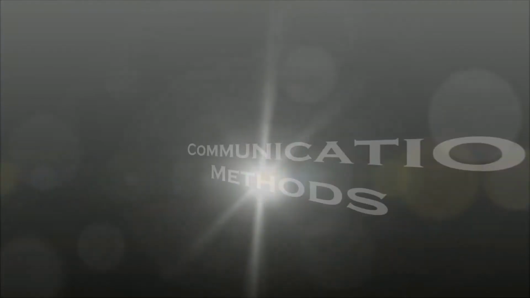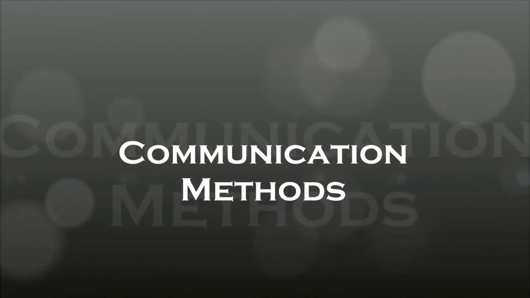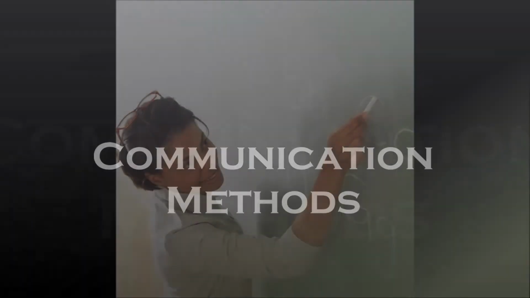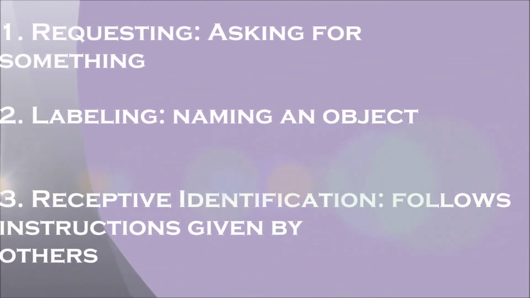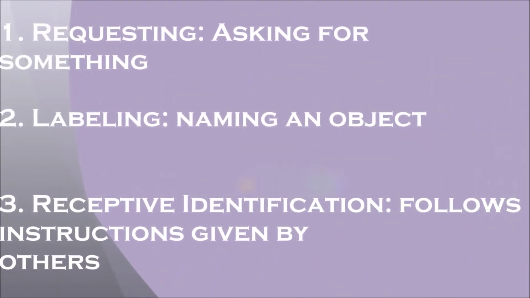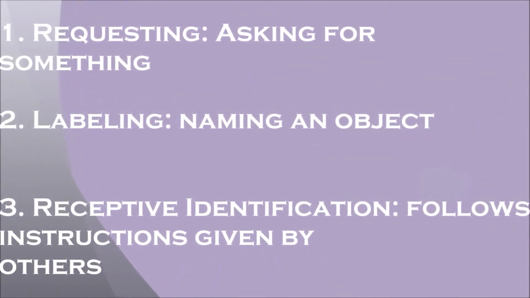The next section of this video will concentrate on communication methods that you may use in the classroom when integrating and facilitating social skills. I like to break down our communication methods into 5 different groups. One is requesting, which is asking for something, which is also demanding. Number 2, labeling, which is often labeling an object.